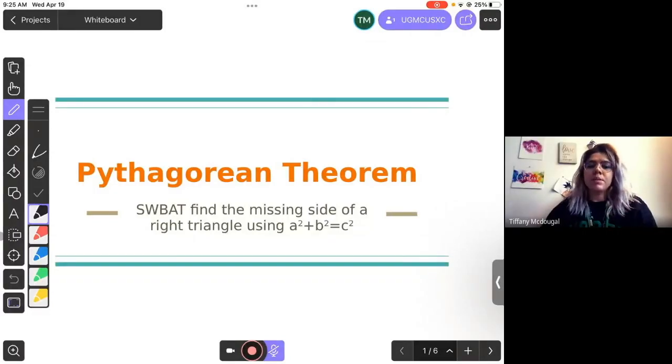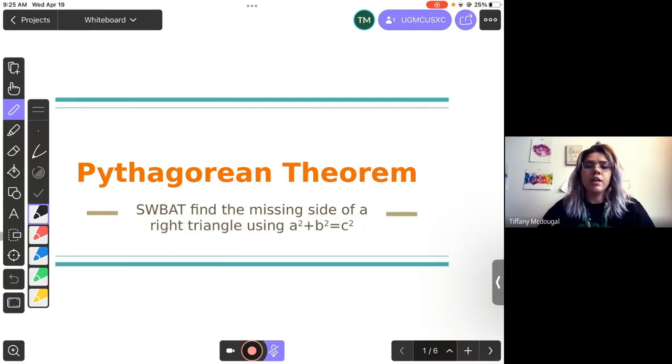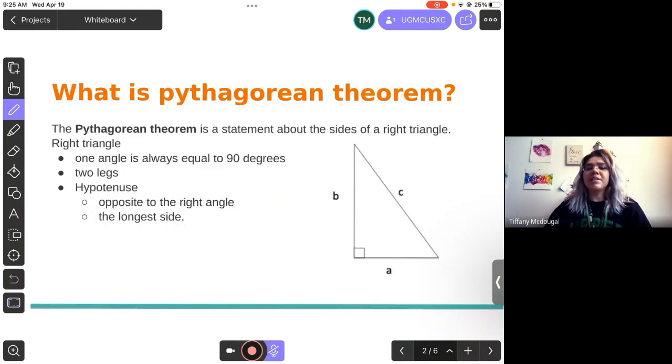Good morning, mathematicians. Today we are going to be reviewing Pythagorean theorem. Now this should sound really familiar from geometry class, so we're just going to do this as a quick refresher. So first things first, Pythagorean theorem is a statement about the sides of a right triangle.